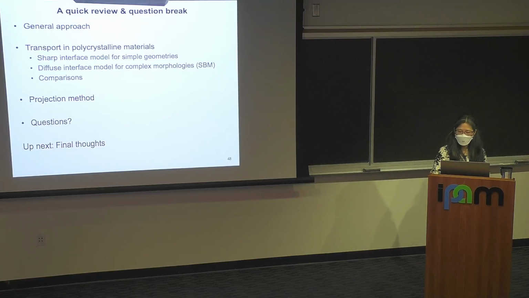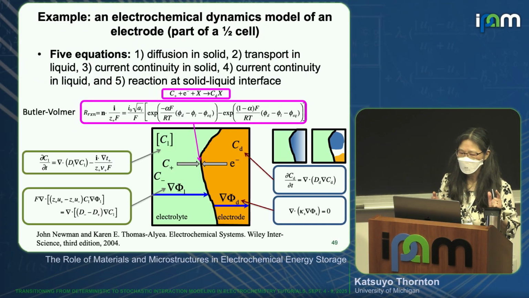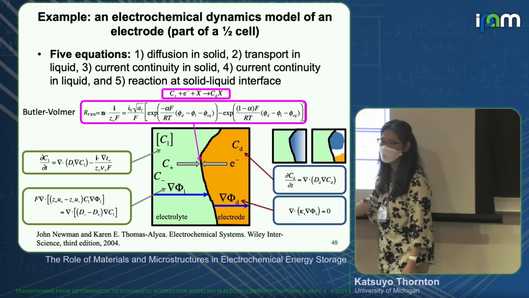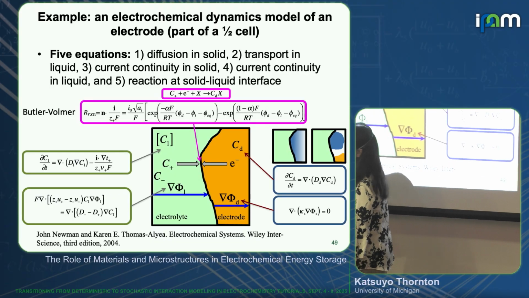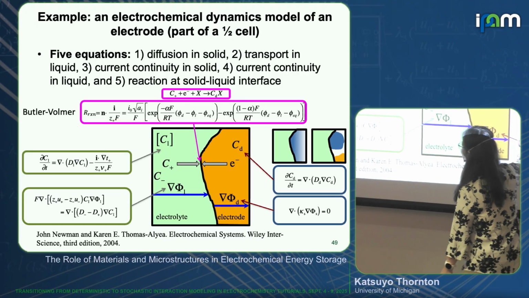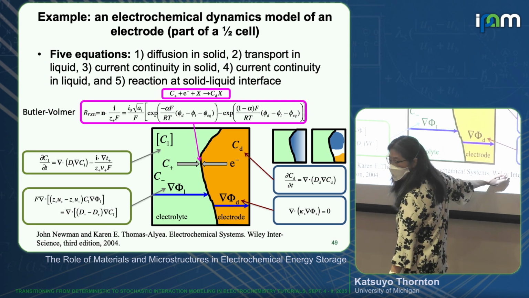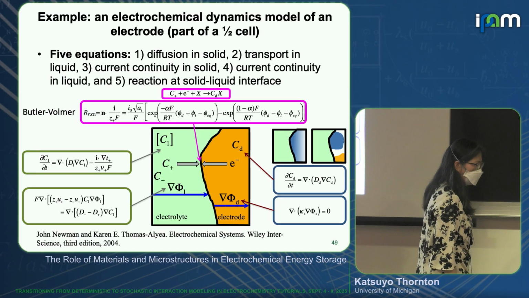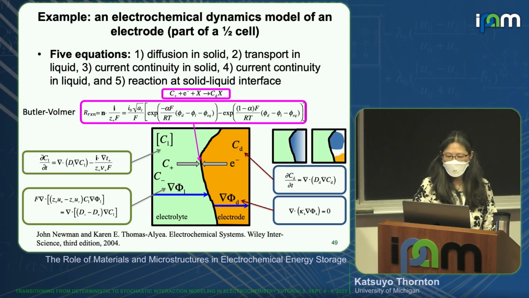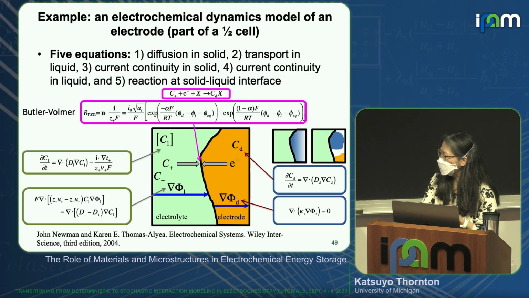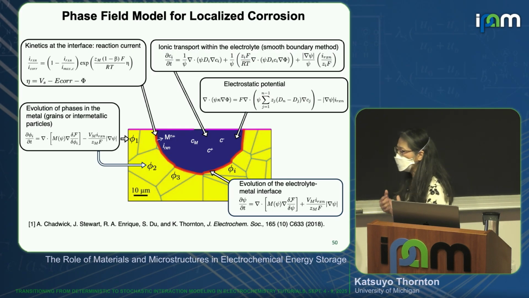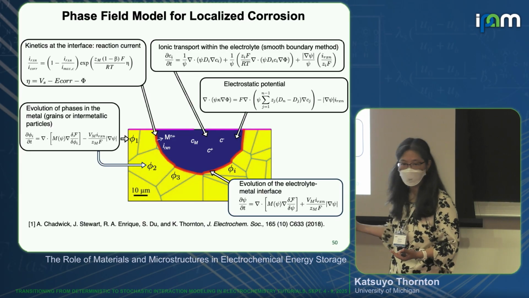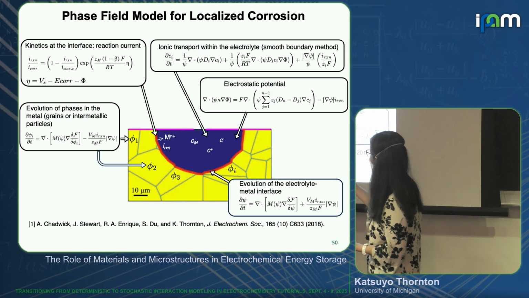Okay, so my final thought. I talked a lot about electrochemical dynamics in batteries. There are those equations resulting from mass conservation, those resulting from charge conservation, and the coupling at the interface with the reaction, electrochemistry. But the application of what I talked about can be beyond any electrochemical system. In fact, we work on corrosion, and you see the same set of equations.